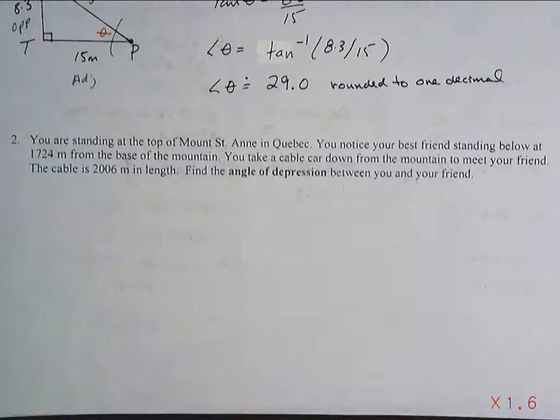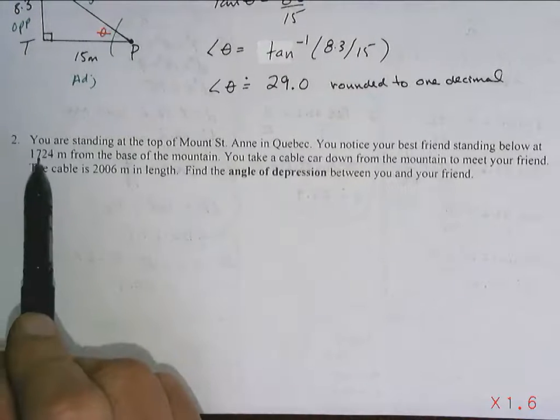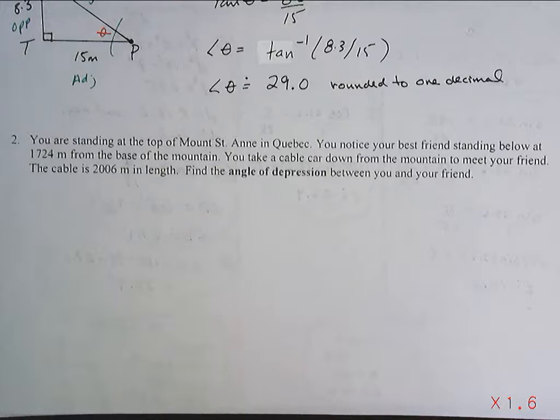Welcome back. So we are looking at number 2, and these are word problems. We're standing at the top of Mount St. Anne's in Quebec. You notice your best friend is standing below at 1,724 meters from the base of the mountain.